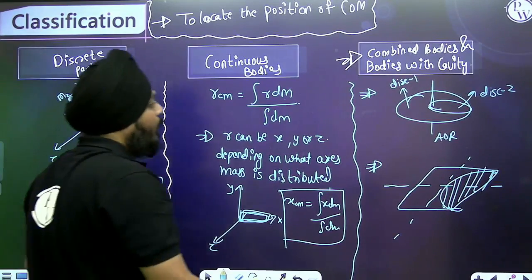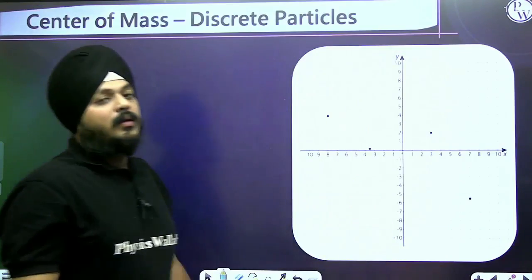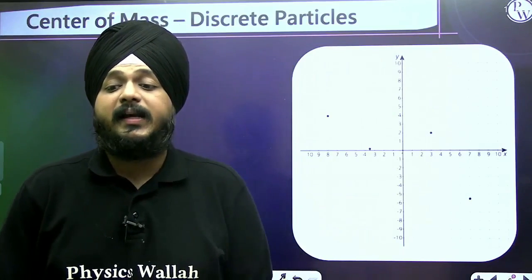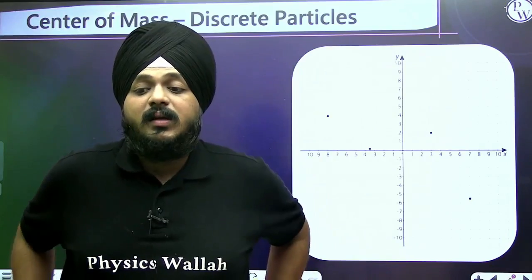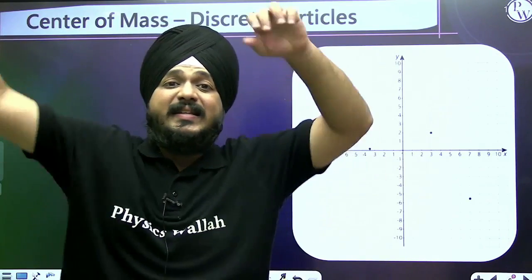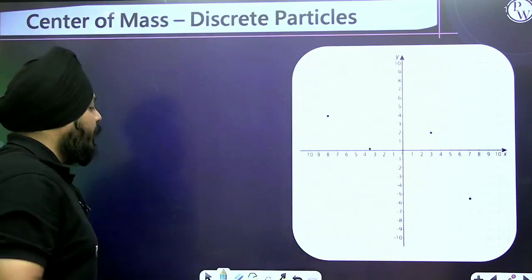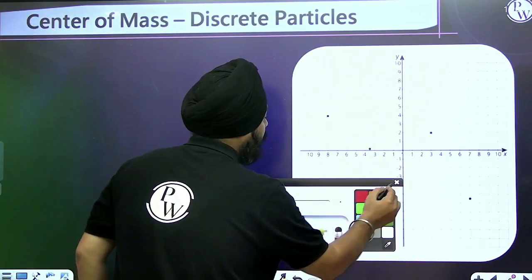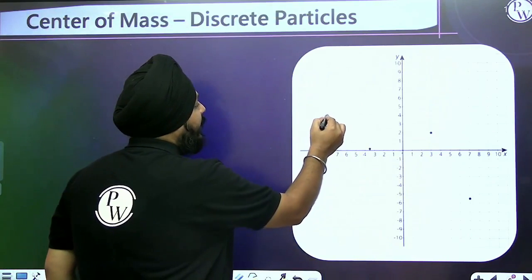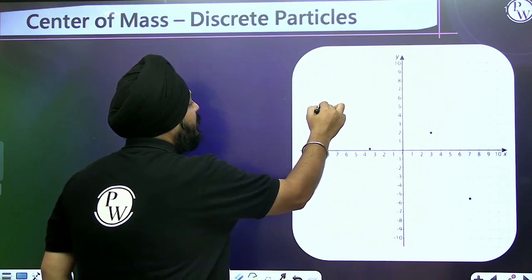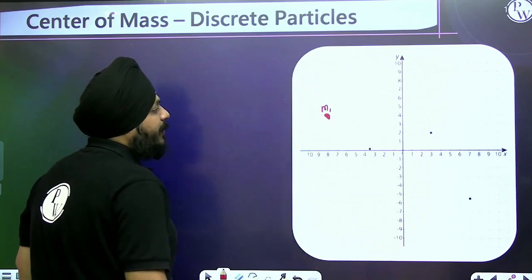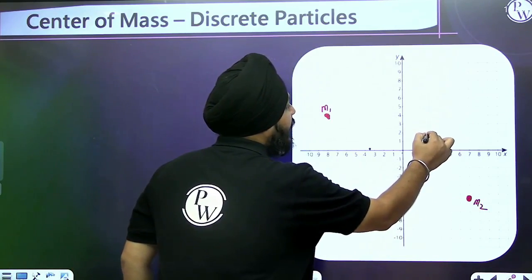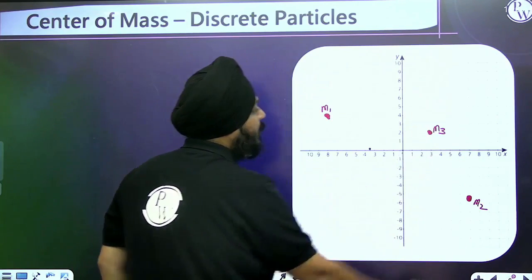First we are going to see the center of mass of the discrete particles that form the system. It's a very simple concept I'm talking about. Suppose this is particle 1 having mass m1. This is particle 2 having mass m2. This is particle 3 having mass m3.